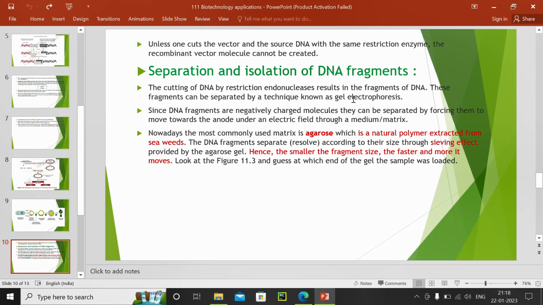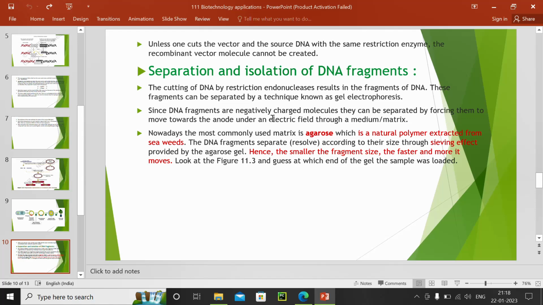And electrophoresis is the migration of DNA molecules, or any molecule, with the help of an anode and cathode inside the gel, where they get separated according to their size and shape. With the help of an electric field, we run DNA molecules and separate them. Therefore, it is called electrophoresis.